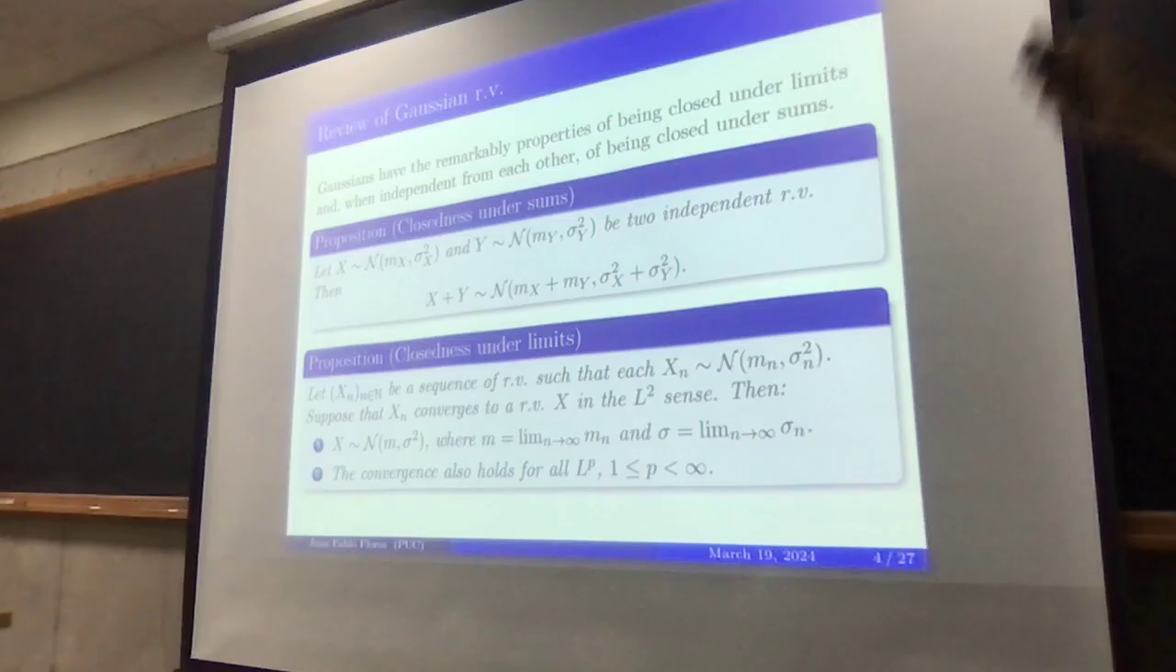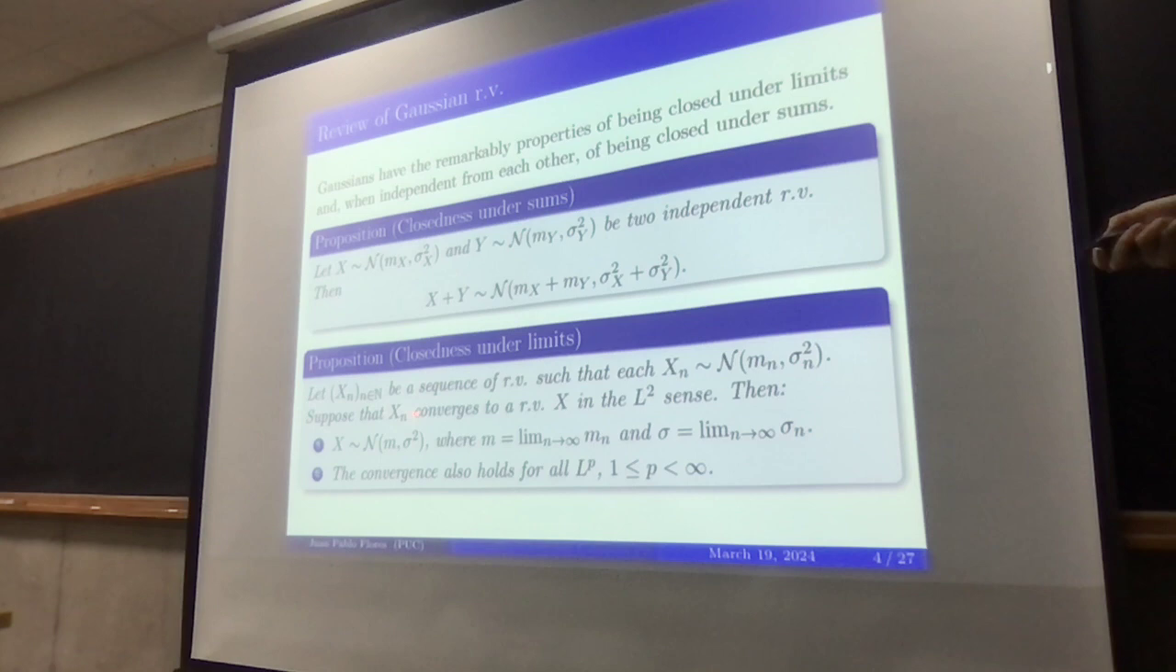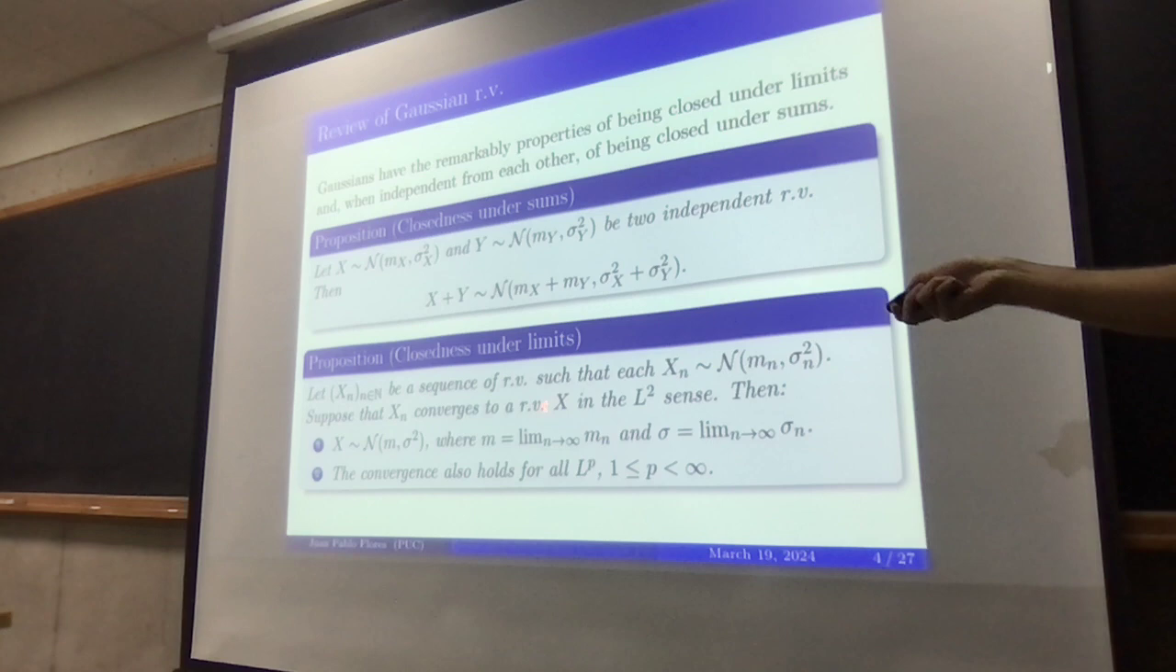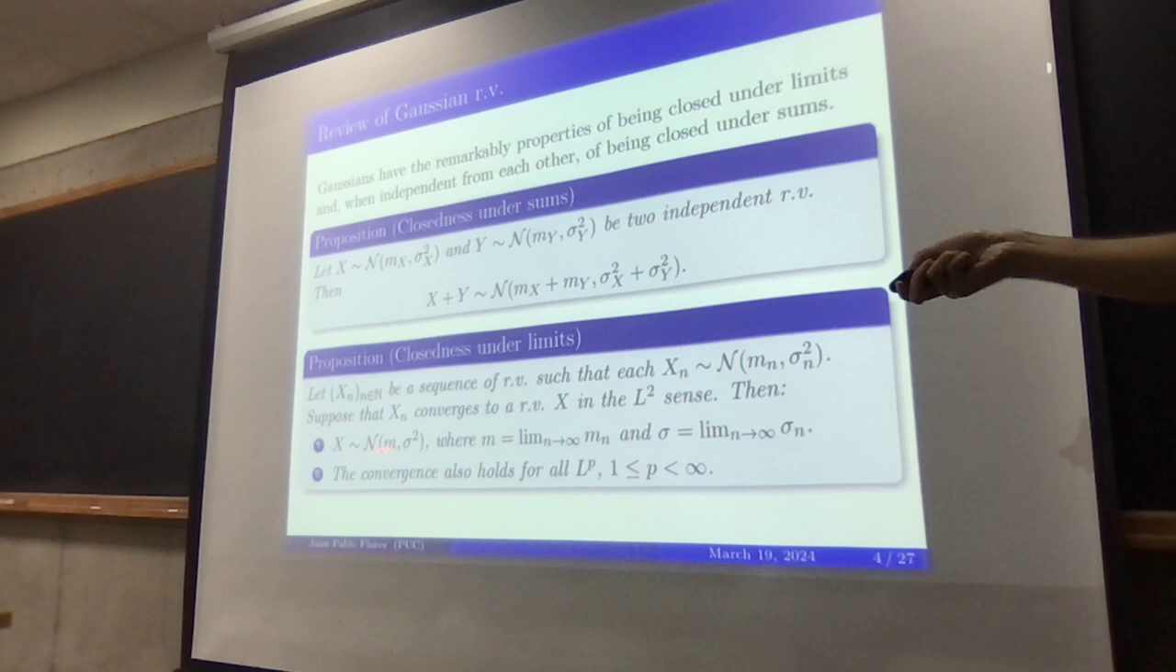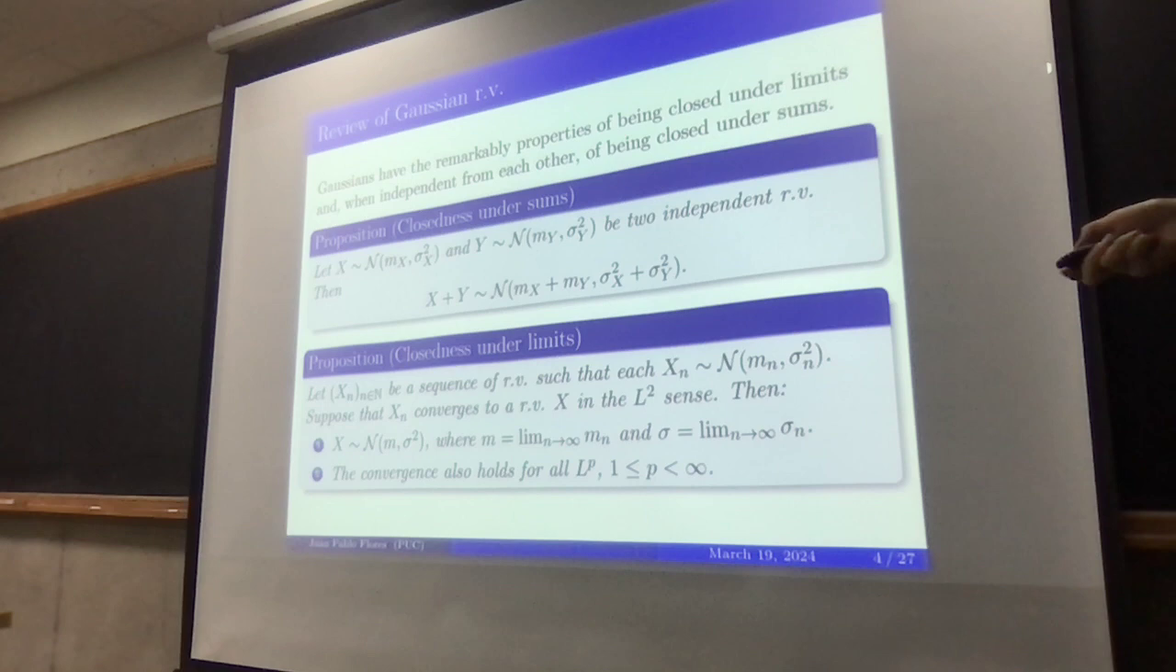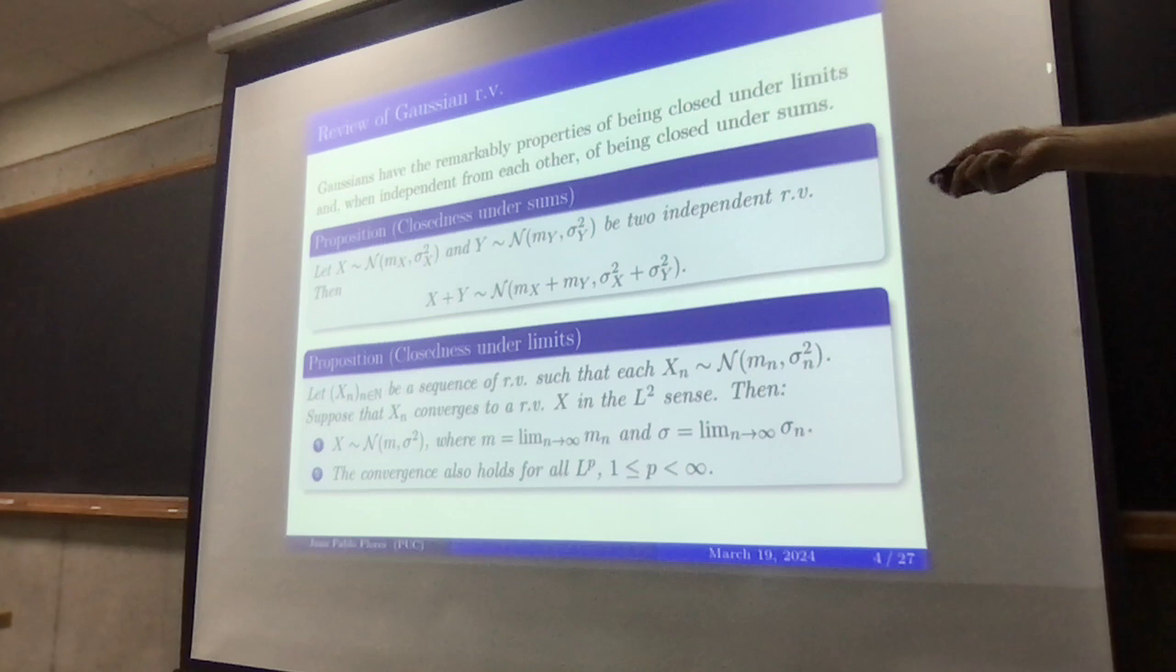Also, another good property of Gaussians is that, if we have a sequence of Gaussians, not necessarily independent from each other, and we know that this sequence converges to some random variable X in the L2 sense, then we can conclude that this random variable, which we know by hypothesis exists, is also going to be a Gaussian. And the mean is going to be the limit of the means, and the variance is going to be the limit of the variances. In particular, these results tell us that, if we have this sequence of Gaussian random variables that converges in L2, then the means and the variances also converge. And this result also holds for all spaces L^p, with p different from infinity.